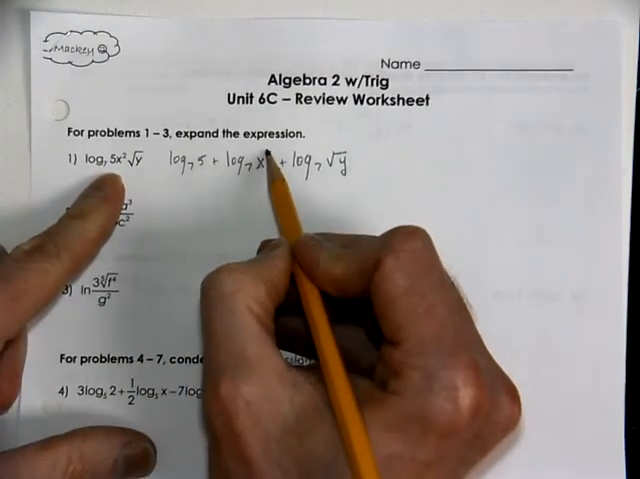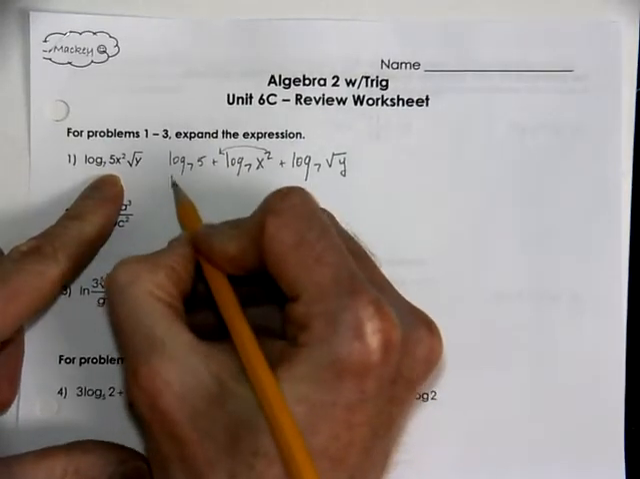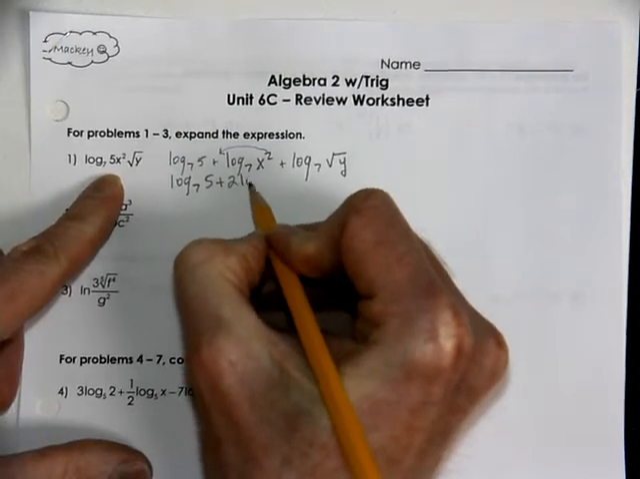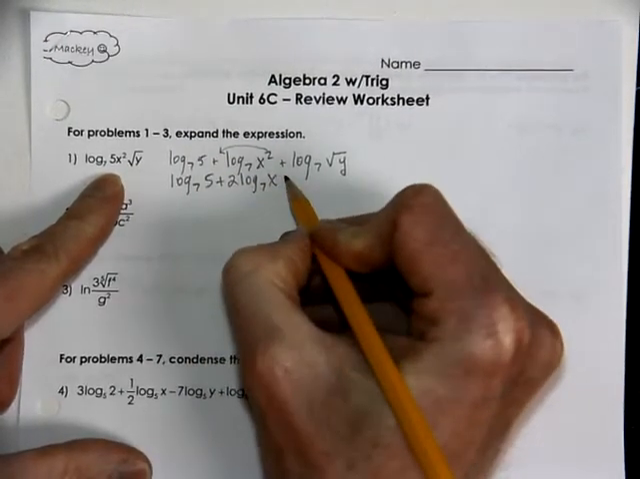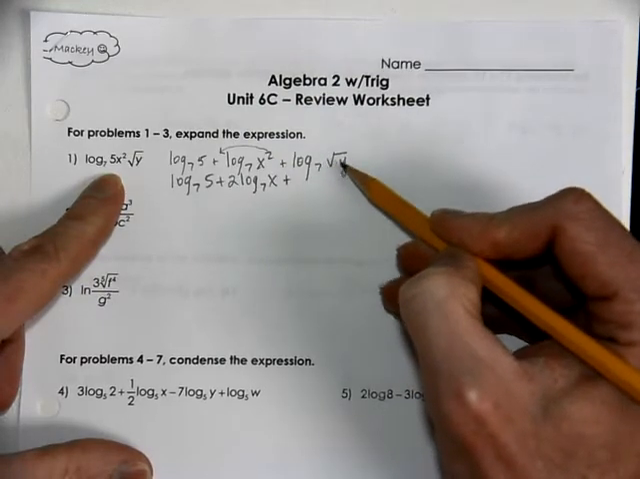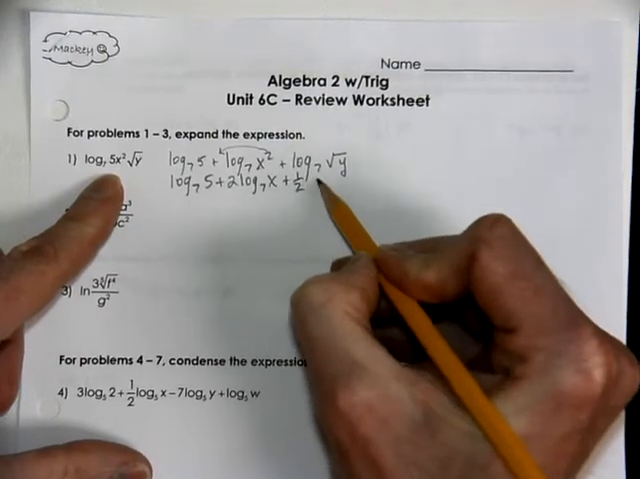So now really the only thing I can do is bring my power up to the front. So log base 7 of 5 plus 2 log base 7 of x plus, here we have y, the square root of y, which is the half power, which we would bring the half to the front.